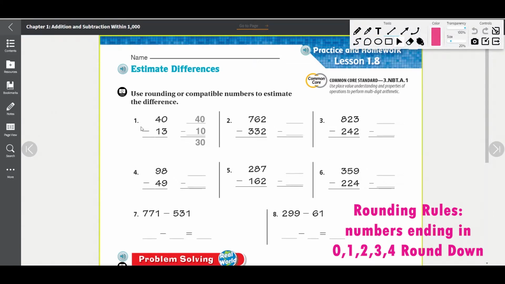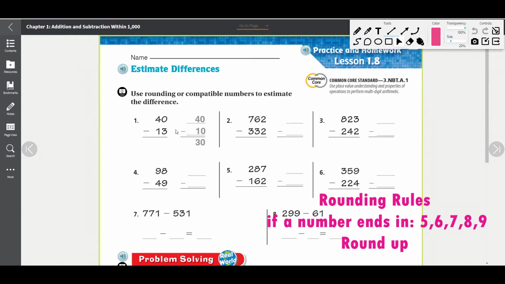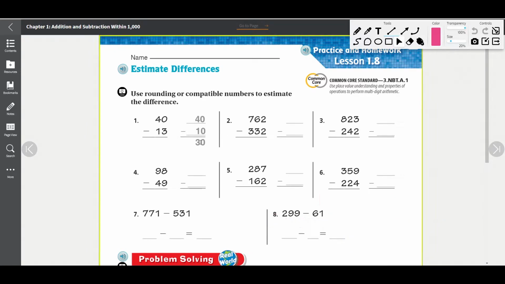You can see exercise number 1, which says 40 minus 13. 40, you keep it 40, and 13 is rounded down to 10, so it can be easily subtracted. This is the purpose of this lesson, to make these numbers easy to work with by rounding.